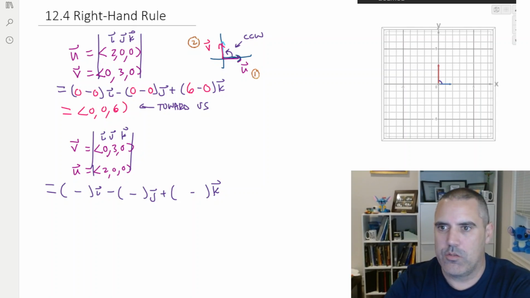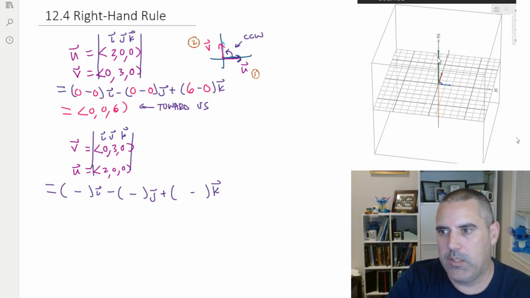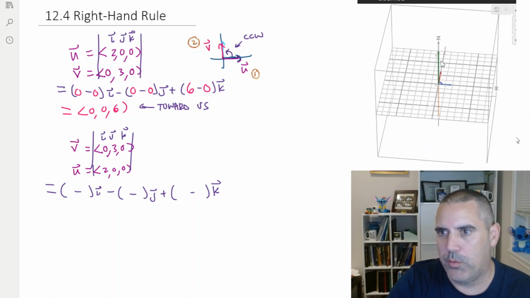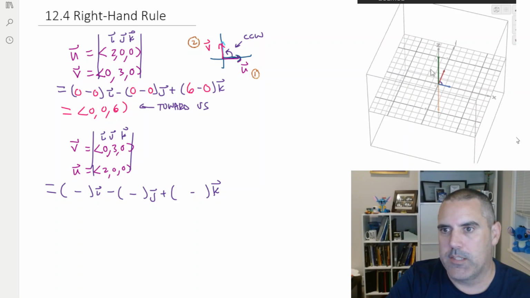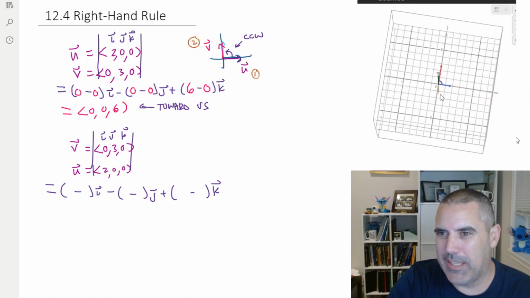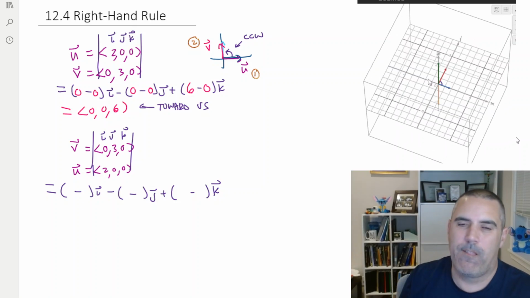And here's the visual. I'm going to move a couple things around so you can see it. That's that green vector that points up. But I'm going to continue to put it in our perspective as if we're looking down on the thing. So we're looking at it, it's coming towards us.